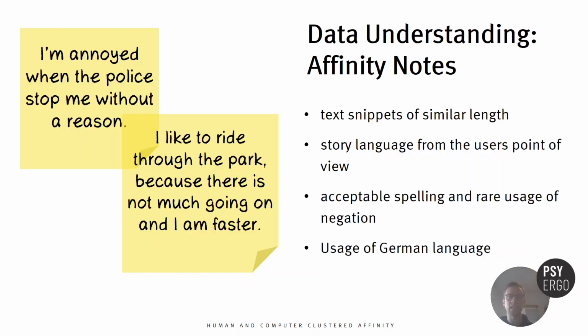I will use the next couple of slides to introduce you to the data we used and the models that we took into account. Affinity diagrams often consist of hundreds, sometimes thousands of affinity nodes. Affinity nodes share some simplifying characteristics, such as their similar length, acceptable spelling, and rare usage of negation. Affinity nodes are written in story language and from the user's point of view. Exemplary nodes from the bicycle projects are "I'm annoyed when the police stop me without a reason" and "I like to ride through the park because there's not much going on and I'm faster."